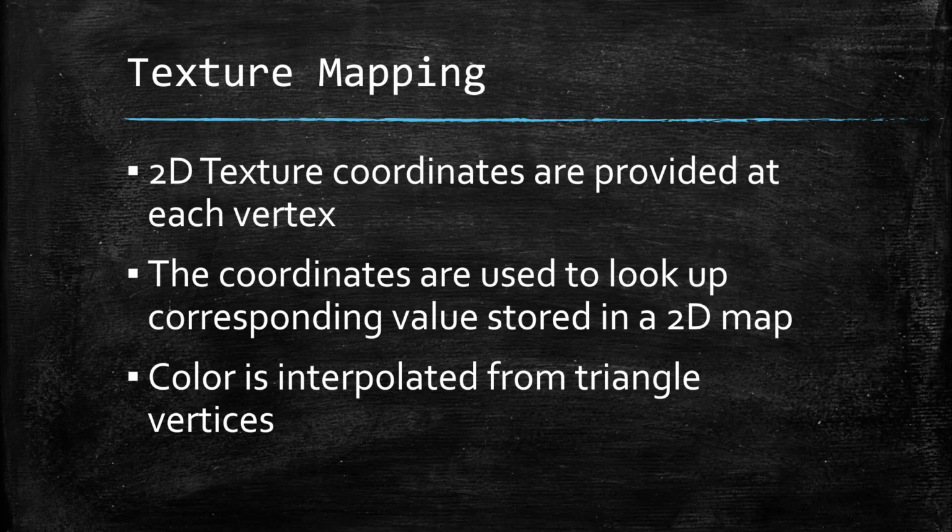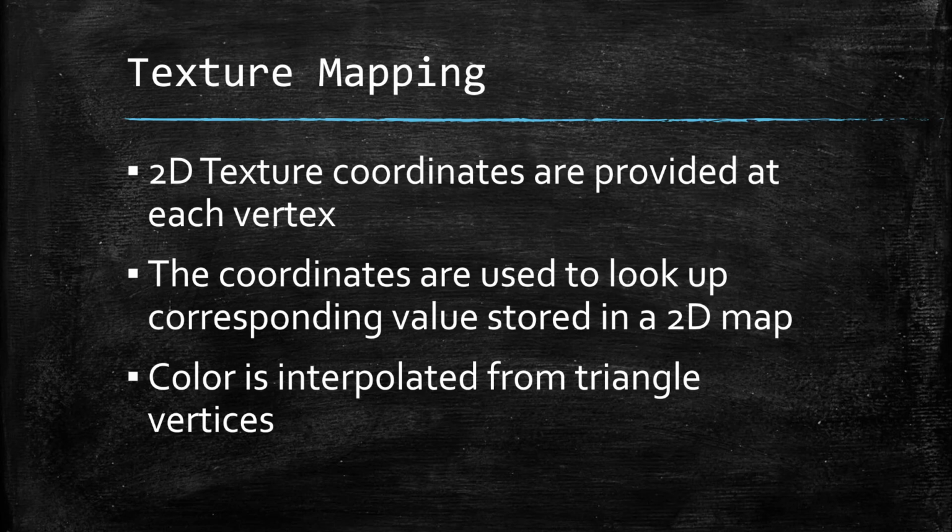Now, as far as texture mapping is concerned, remember that the UV texture coordinates are provided at each vertex. That means each vertex can have U coordinates and V coordinates, at least one set. It can have multiple sets, but ideally, you want it to have at least one set of UV coordinates.